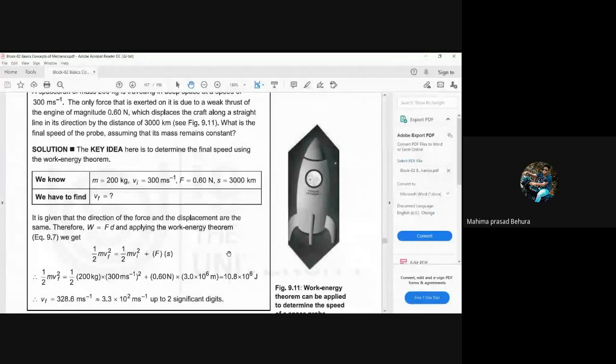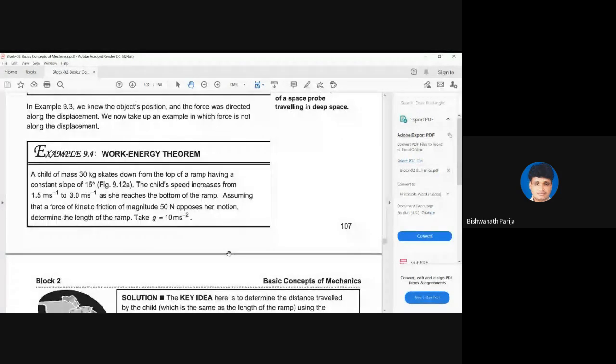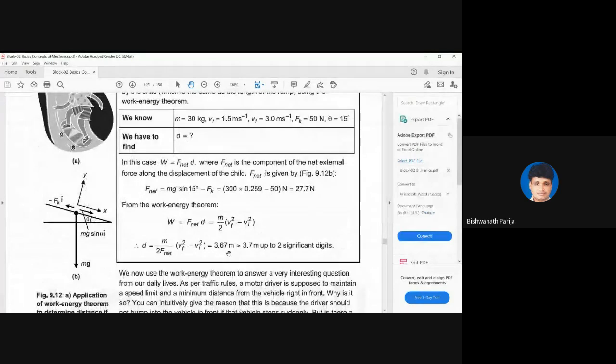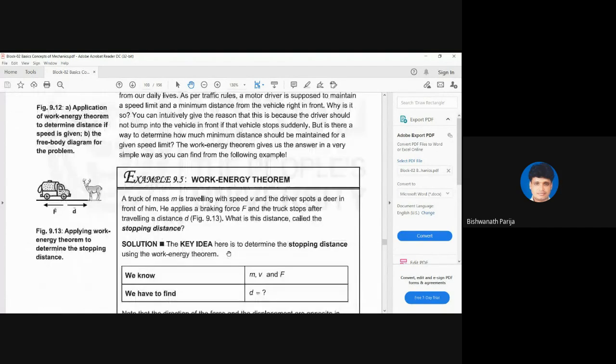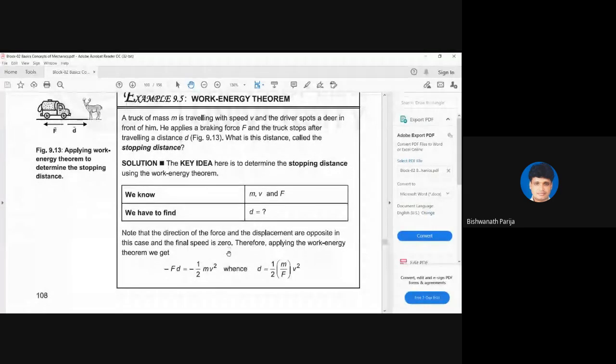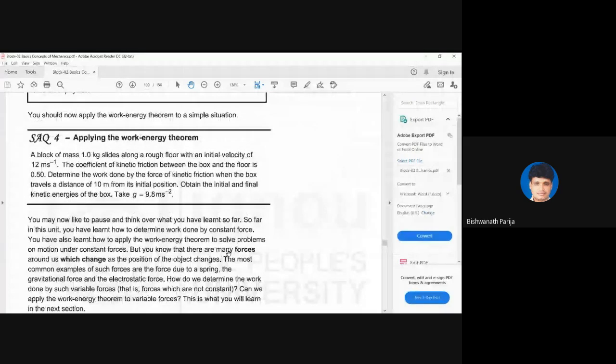Yes, sir, getting, sir. Then you put all these values and you will get the result. This is your work energy theorem. In the work energy theorem, many examples are given, basically depending on the final and initial velocity. Accordingly, you can get the work done. Many other questions are also given. If you solve these questions, your concept will be more clear.